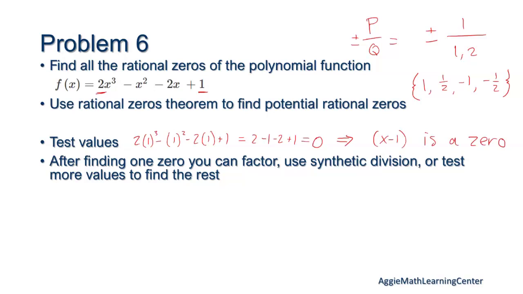After finding one zero, you can factor, use synthetic division, or test more values to find the rest. So, do you guys want to factor, or use synthetic division, or test all of the values? Because if you want, you don't have to do any sort of division, and you can just plug and chug the entire thing. And once you have 3 different zeros, then you are done. You have all of your zeros. What would you guys like to do?